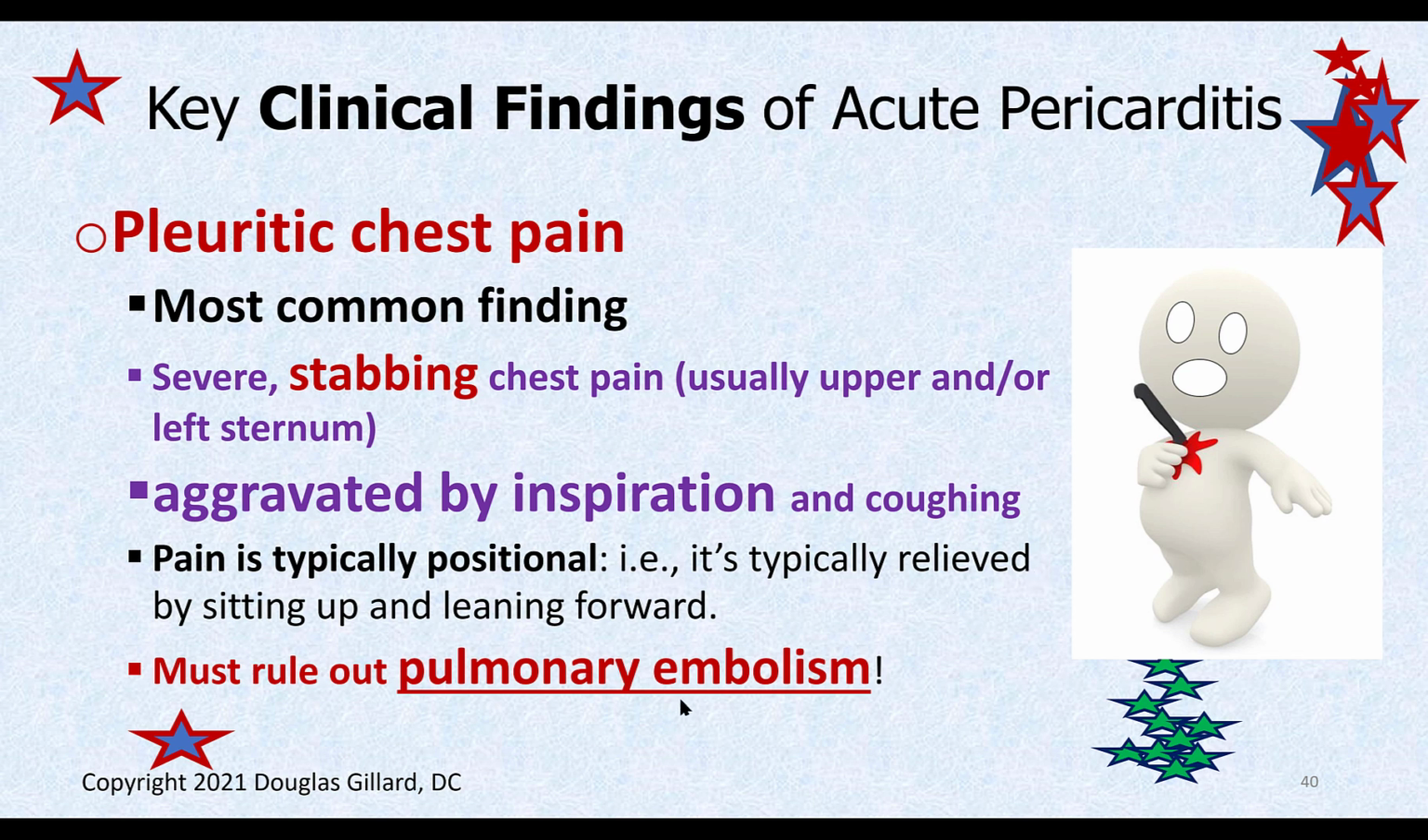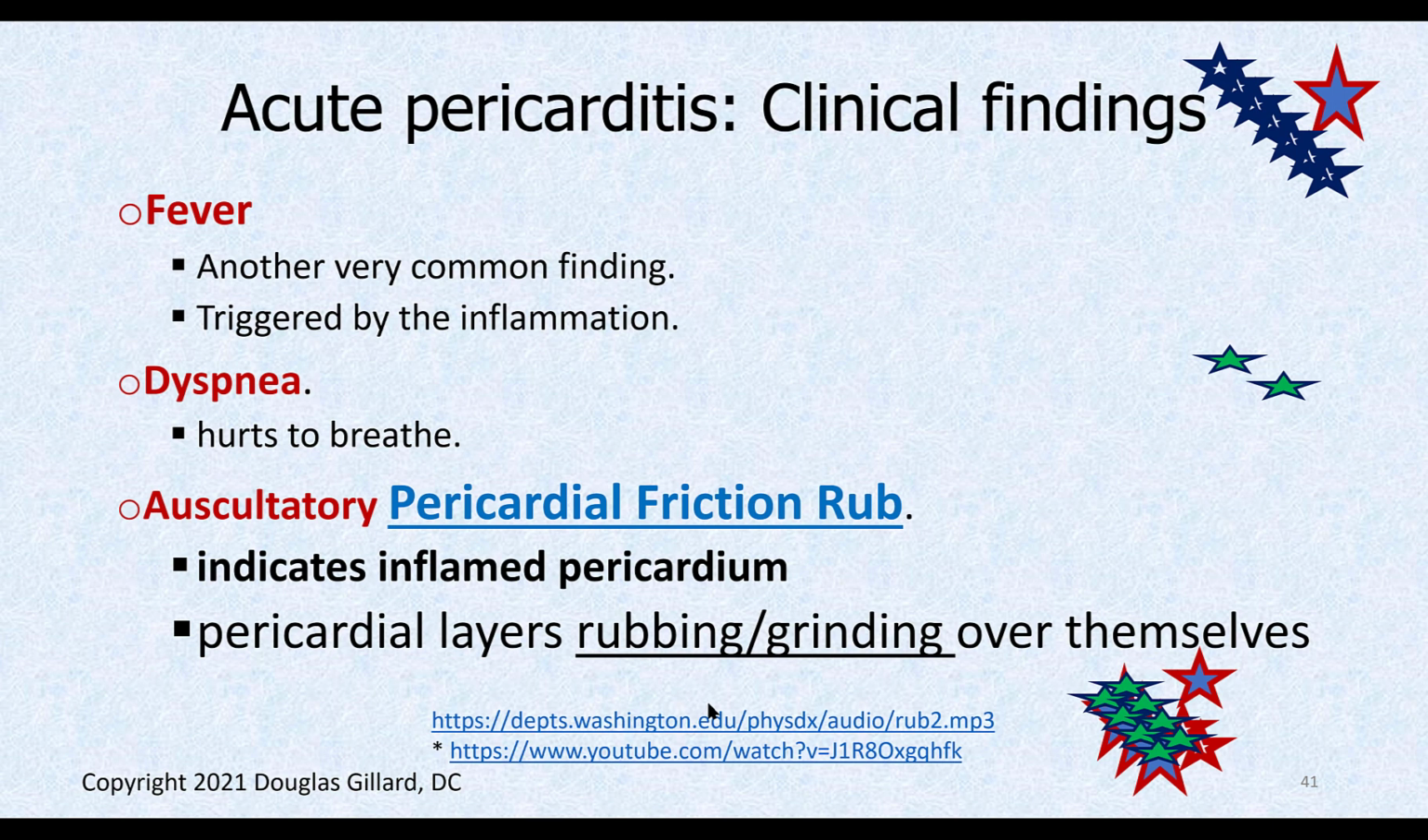So pulmonary embolism should be ruled out on that as well. Other clinical findings, you might have a fever triggered by the inflammation. You might have dyspnea, trouble breathing. You may have an auscultatory sign. People with pericarditis often have something called a friction rub, which, I'm not going to play it here, but you can go check out friction rub. Google friction rub, auscultatory sounds, and there's a bunch of them in there.